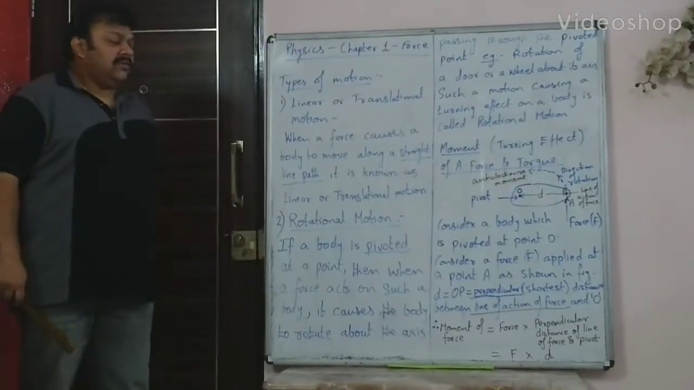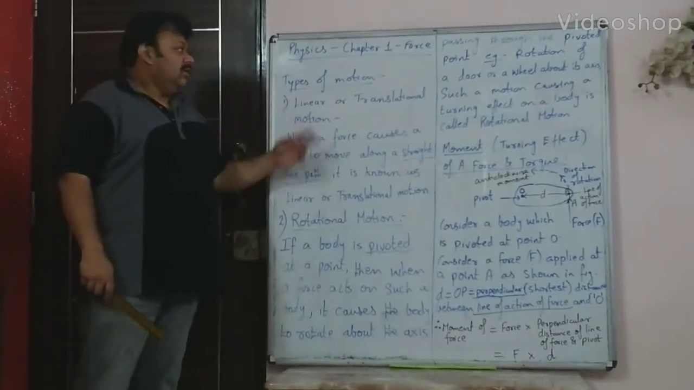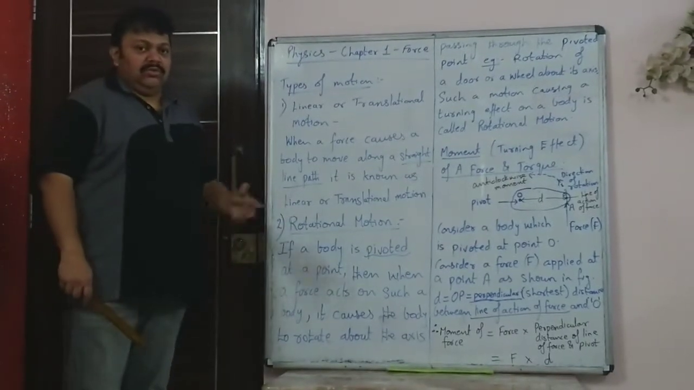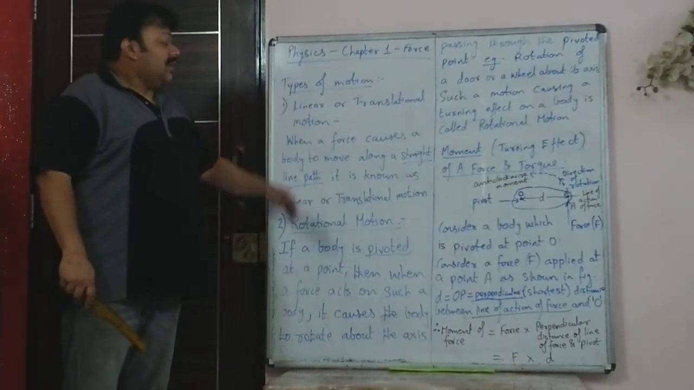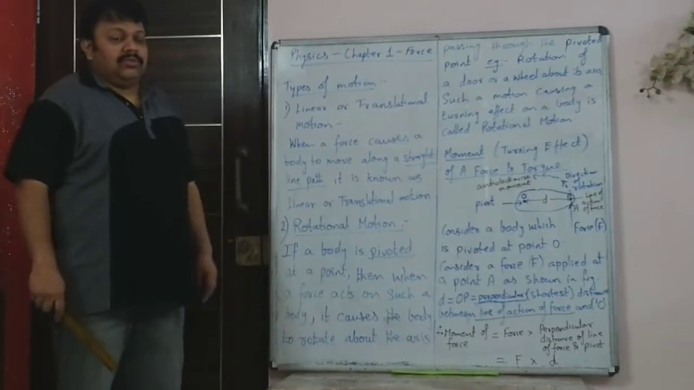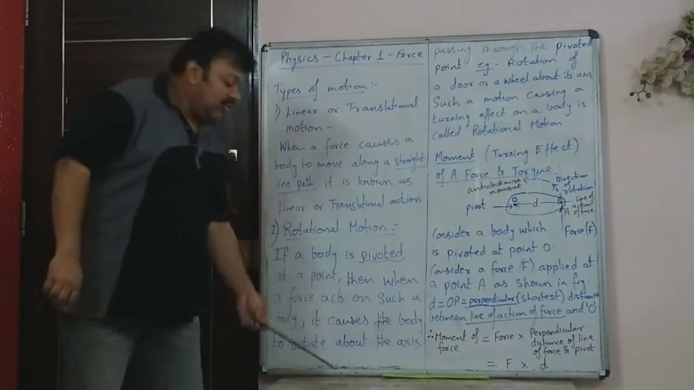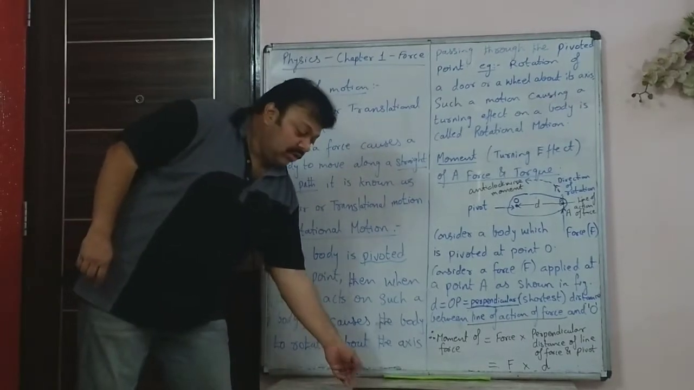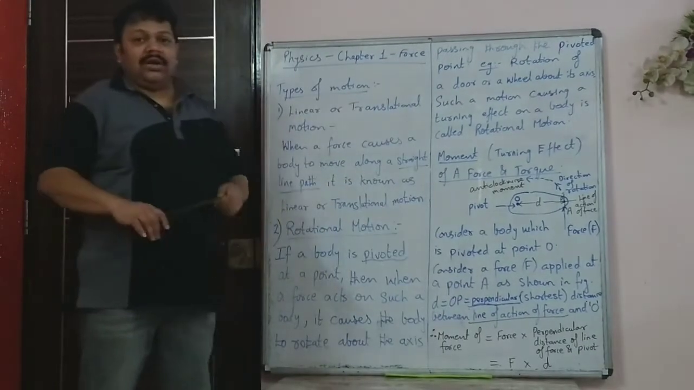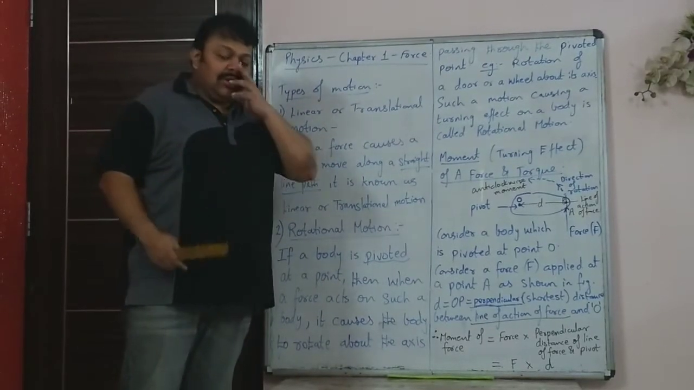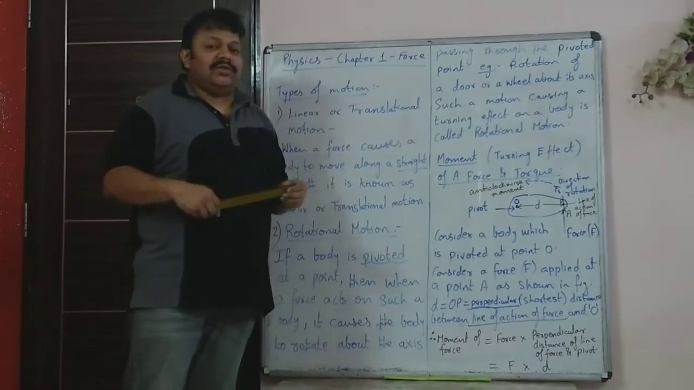Students, today we start with chapter 1 of physics, that is force and rotation, motion. That is types of motion. There are two types. When you talk about types of motion, now obviously if I have this ruler and if I push this ruler, it will move along a straight line because it is free to move. It will move along a straight line because it is not fixed somewhere.